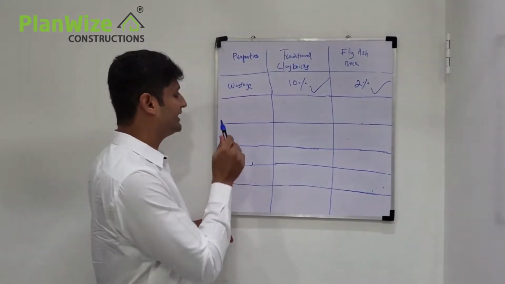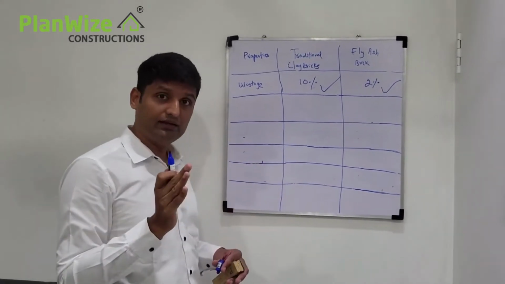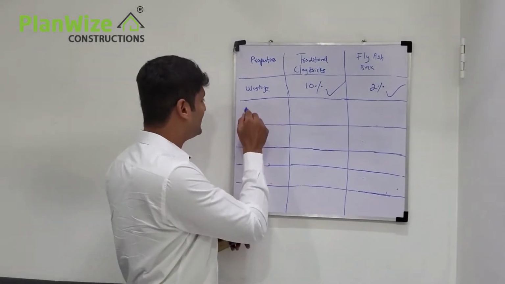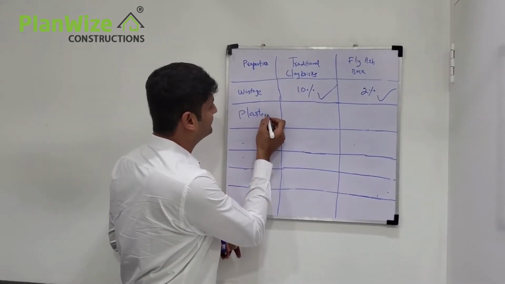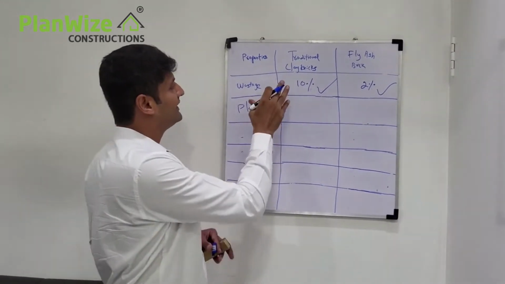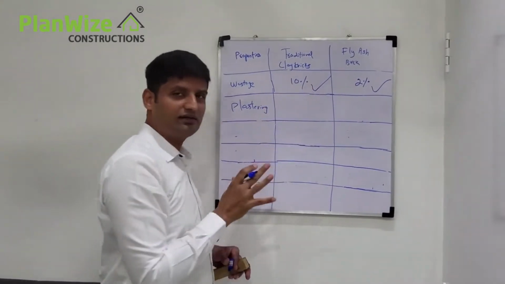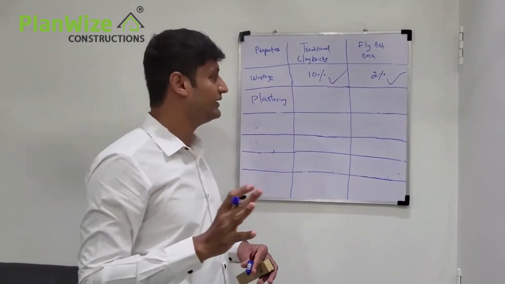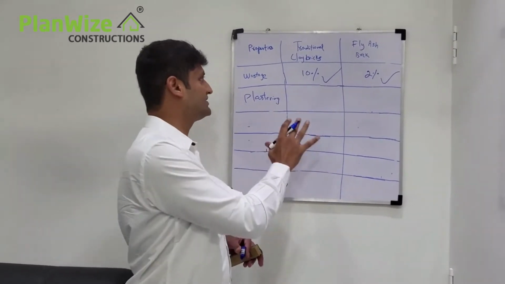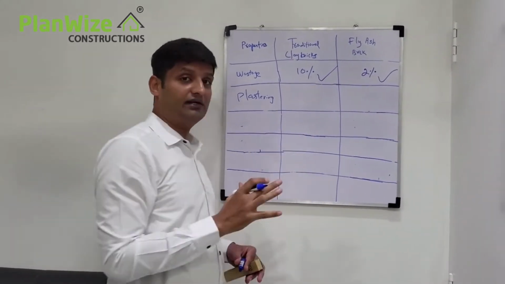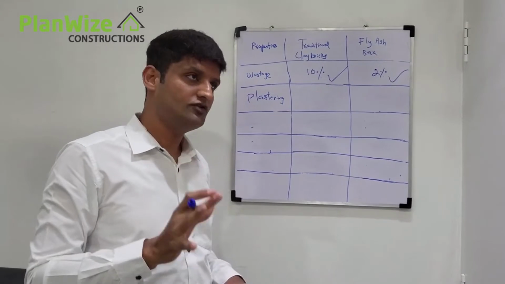of construction. The next point that we are going to see is again a very important point, that is plastering. Now, traditional clay bricks are not uniform in size and shape. Even if we get them from the same vendor, there will be some changes in the size and shape, and it is not possible to get uniform bricks from the same vendor also.